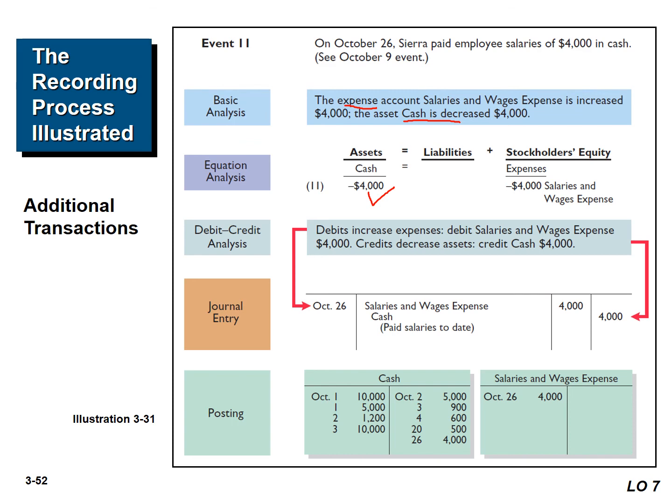Even though it says the expense account is increased, why are we having a negative there? Because the negative is the effect on stockholders' equity. But the account salaries and wages is actually increasing because we're paying more salaries and wages. So debits increase the expenses and credits decrease the assets. So we debit the expense account, salary and wages expense, and we credit cash for $4,000. Then we go and post that to their respective ledger accounts, and that's where we end up.